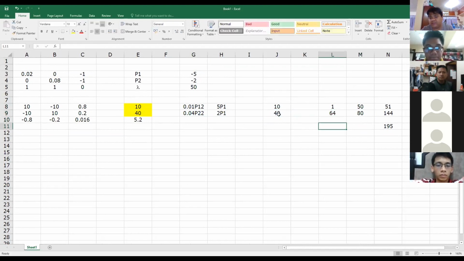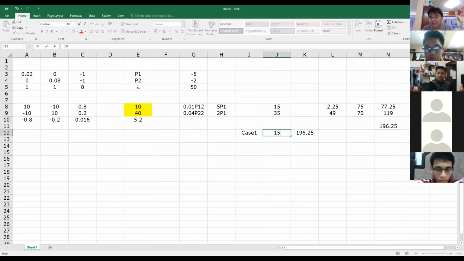Okay. Ganyan. Now, this is 10 and 40, di ba? Now, balik tayo doon sa may limits. 15, 35. Kinukuha ko lang yung cost, guys. 15 and 35 yung with limits. Ang cost niya, balikan natin ha. Case 1. Ang cost ng 15 and 35 will be 196 and 0.25. Yan yung pesos. Peso equivalent, di ba?